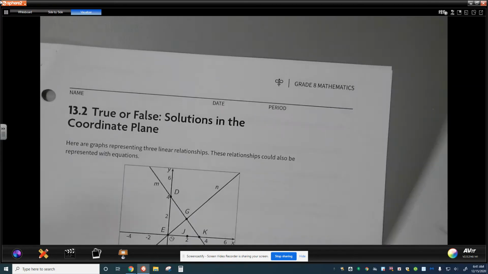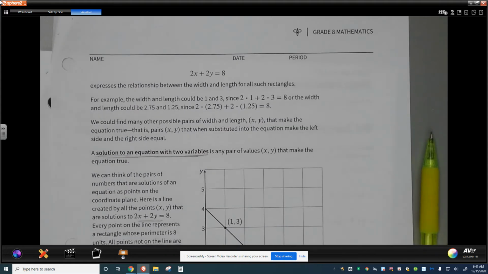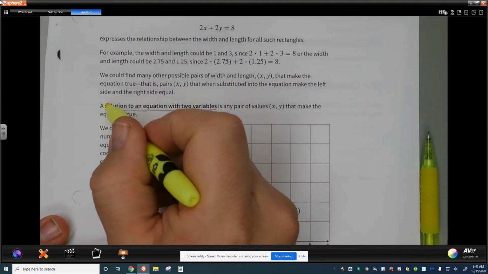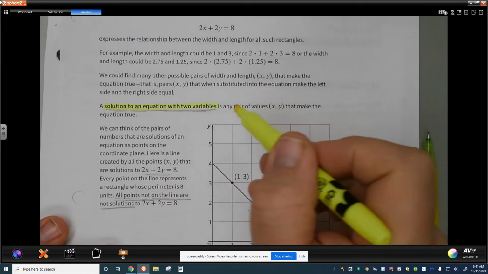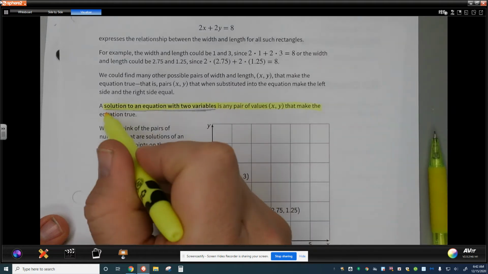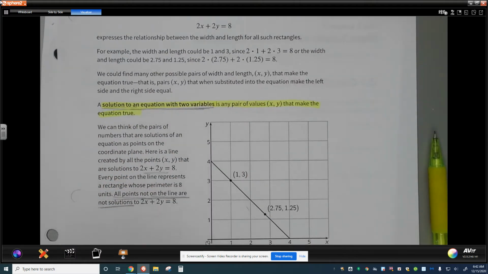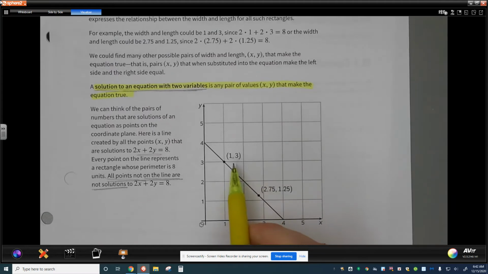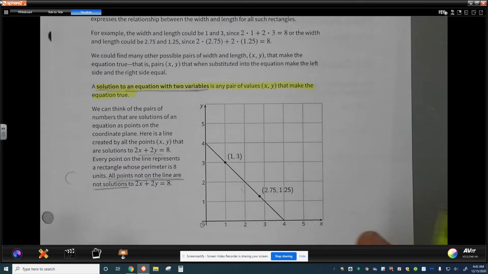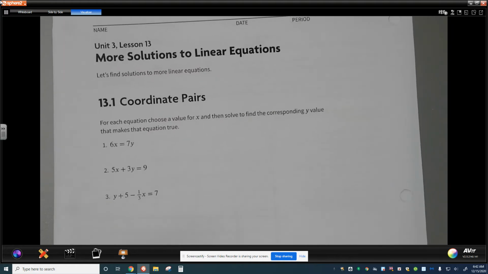Remember that a solution to a linear equation, this comes from the summary in Lesson 12, is that a solution to a linear equation with two variables is any pair of values x and y that make the equation true. When we say any pair that makes that true, that means any ordered pair that we find that sits on the line will make the equation for the line a true equation. We're going to be working on how to figure those out.